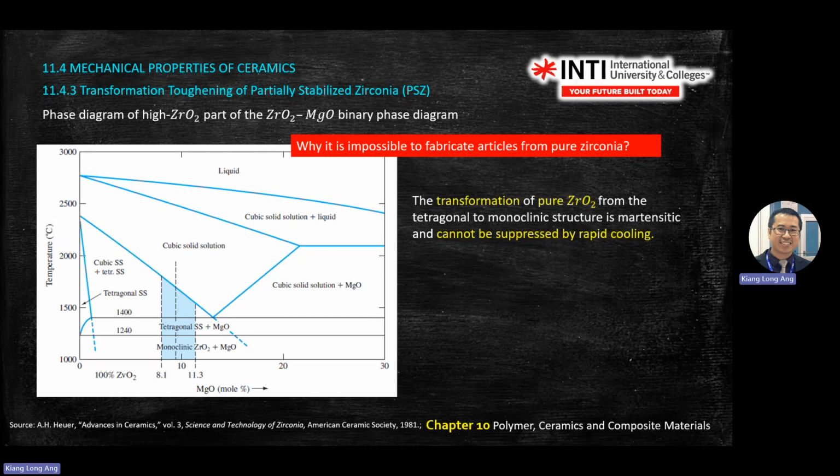So the question is, why is it impossible to fabricate something from pure zirconia? The transformation of zirconia, ZrO2, from a tetragonal to monoclinic structure is martensitic and cannot be suppressed by rapid cooling.